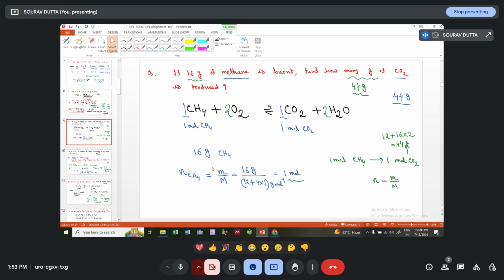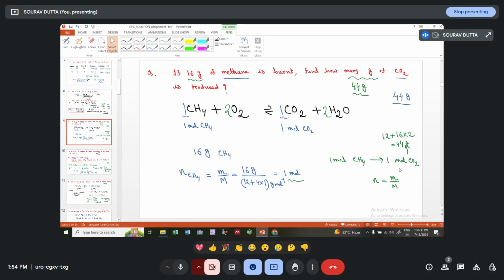As I discussed earlier, mole means mass by molar mass. Your 16 gram is given, so small m is 16 and capital M for methane, there is atomic mass of carbon 12, atomic mass of hydrogen 1, so 12 plus 4 into 1. So this value will be nearly equal to 16, which gives 1 mole. So this 16 gram of methane corresponds to 1 mole methane, and we know that 1 mole methane gives 1 mole carbon dioxide according to this balanced equation.